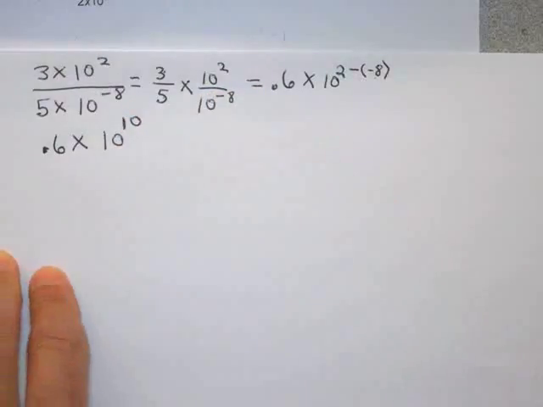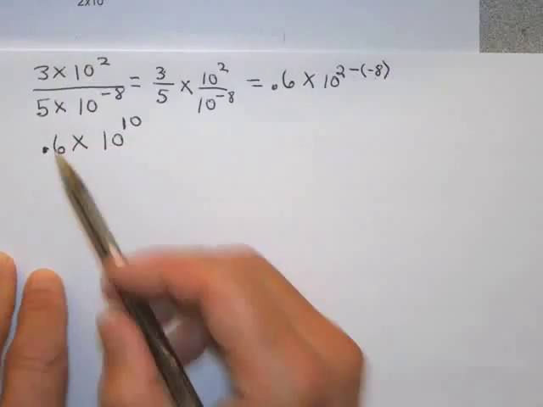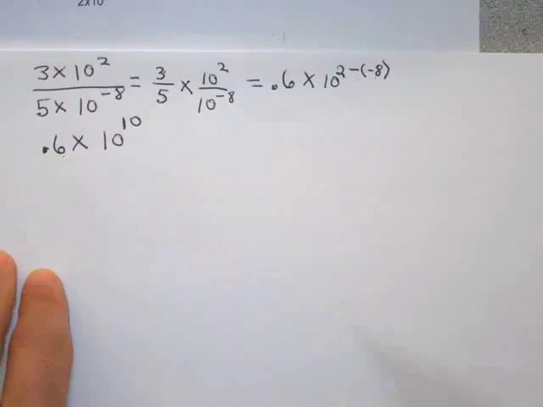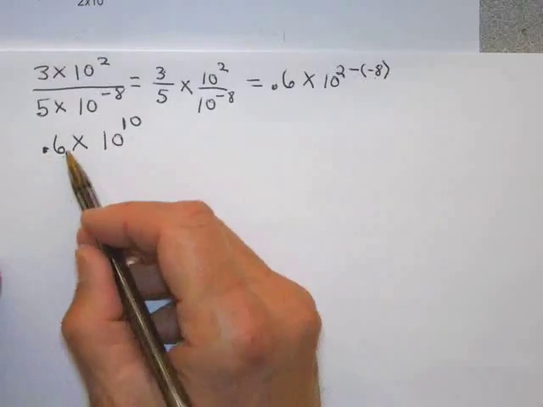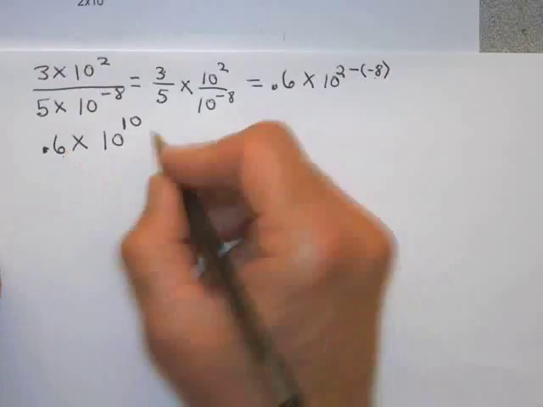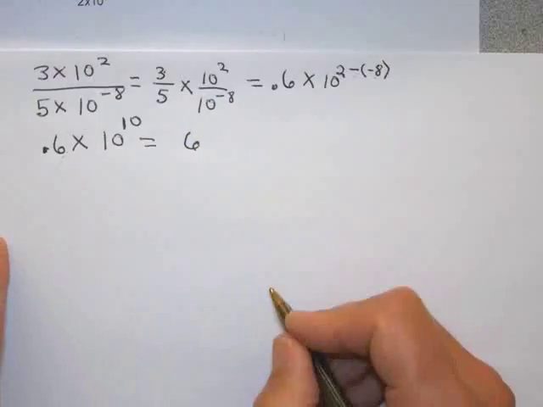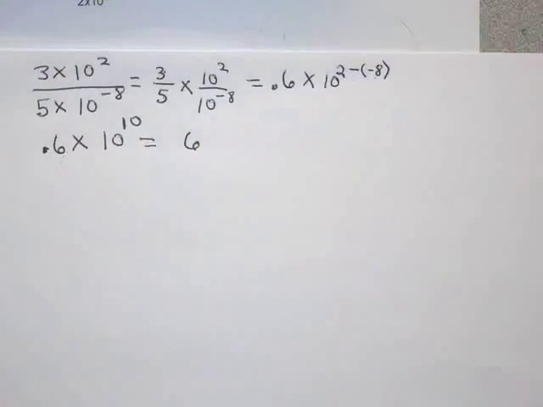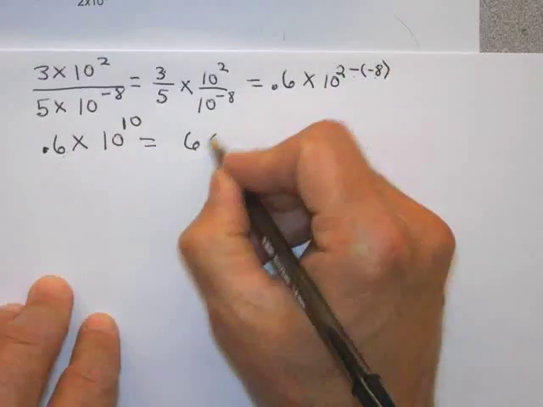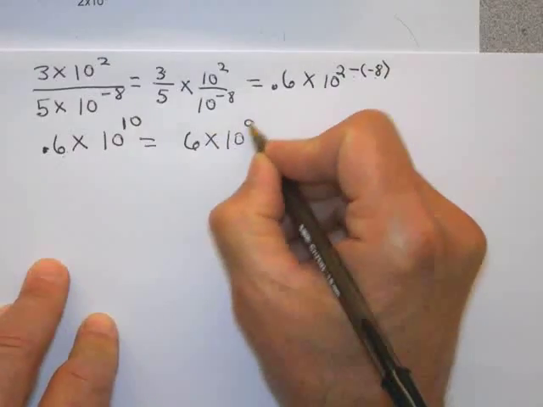All right, as some of you have probably already figured out, we have a problem here, because what we have is 0.6. And I can't have a number less than 1 for my answer here. Therefore, I'm going to have to move this decimal point 1 place to the right. And that will give me the whole number 6. And in order to do that, I'm going to have to rewrite this multiplied by 10 to the 9th power.